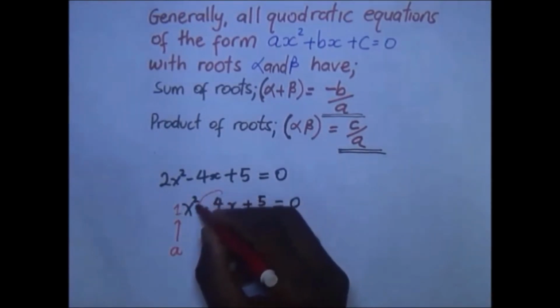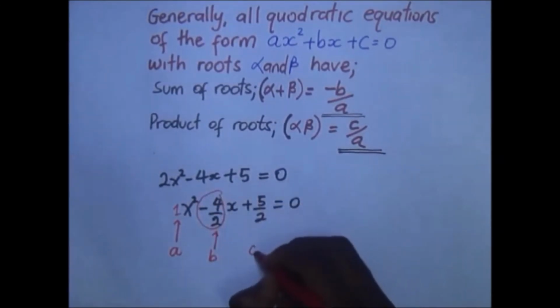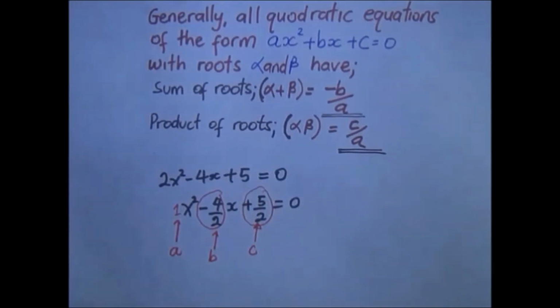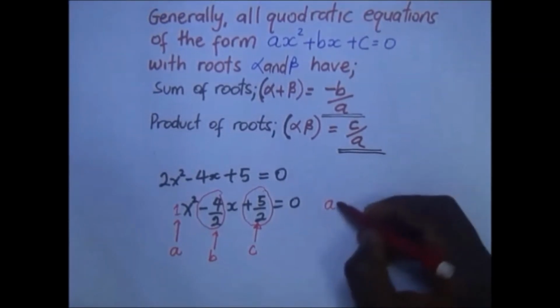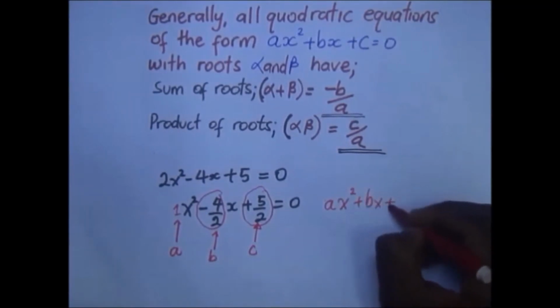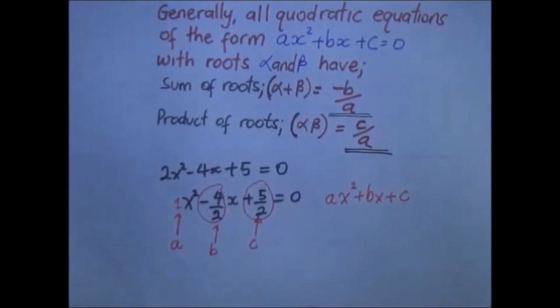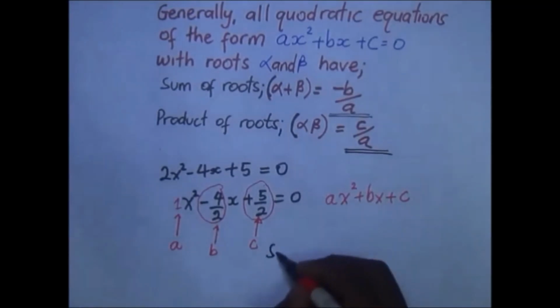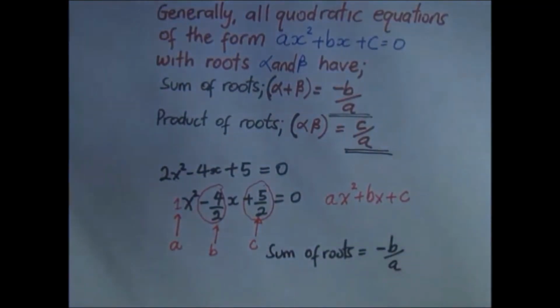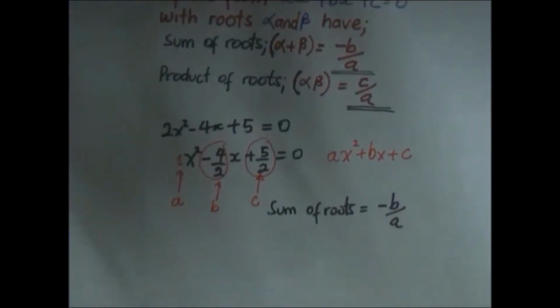Our value of b is that. Our value of c is positive 5 over 2. And when we compare that with the general expression of the quadratic equation, ax squared plus bx plus c, you will find that the sum of the roots is going to be equal to negative b over a.